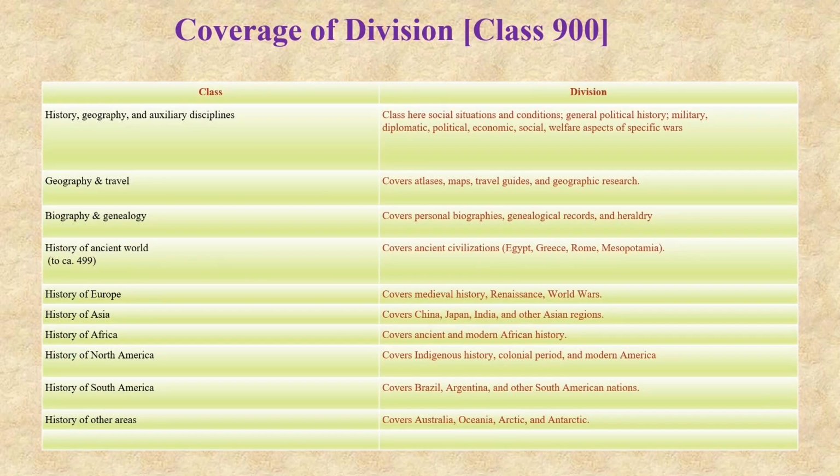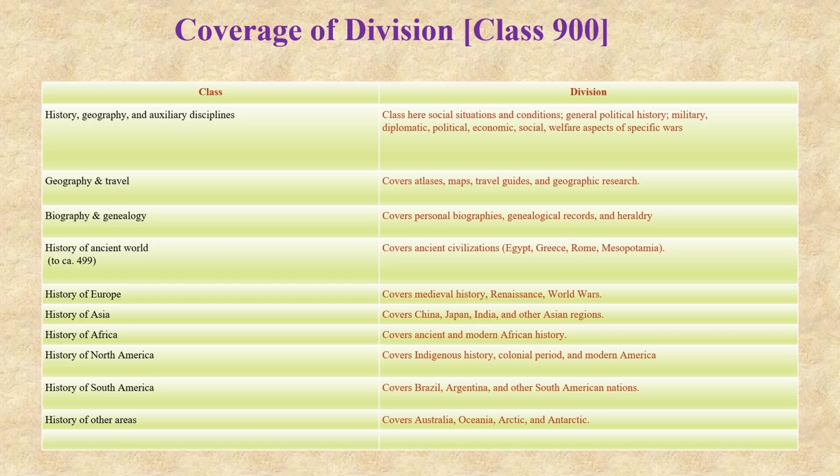Now we will see the detailed discussion or coverage of the divisions of class 900. Class 900 in the Dewey Decimal Classification covers a broad range of subjects including history, geography and related disciplines. This class is structured to systematically organize materials related to human history, geographical studies, biographies and travel literature. This structure helps in organizing books systematically in libraries, making it easier for researchers and students to find relevant materials on history and geography.